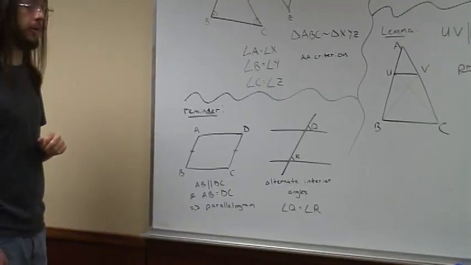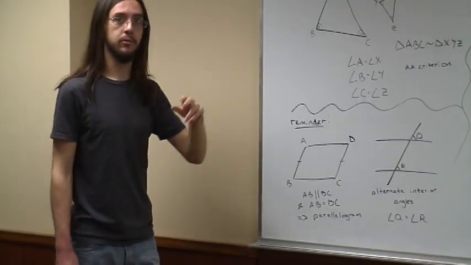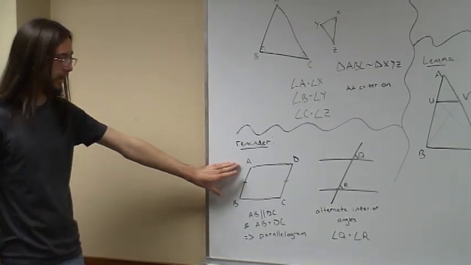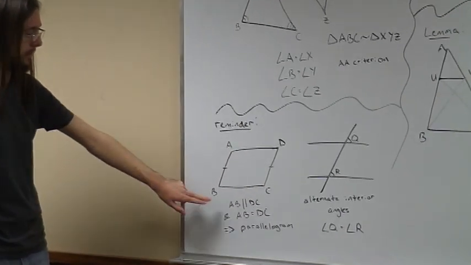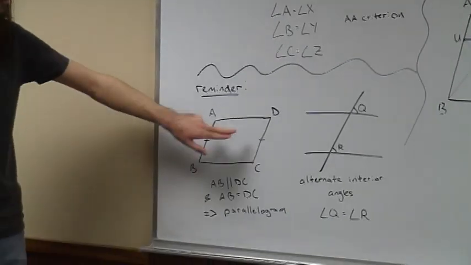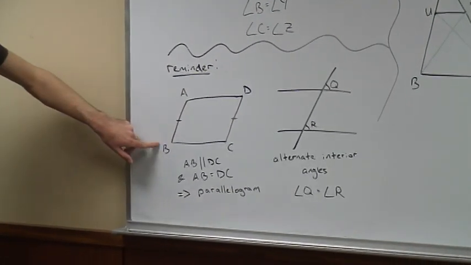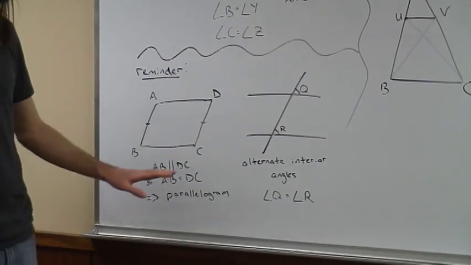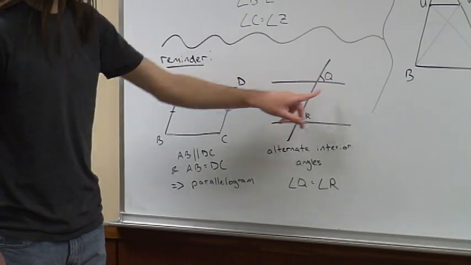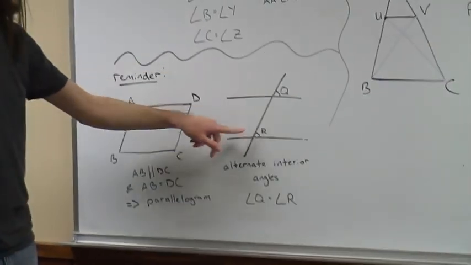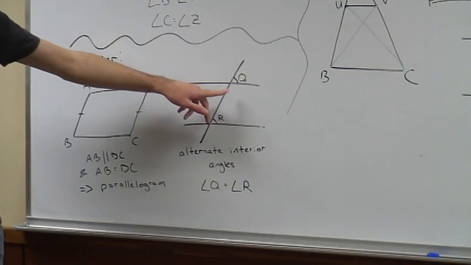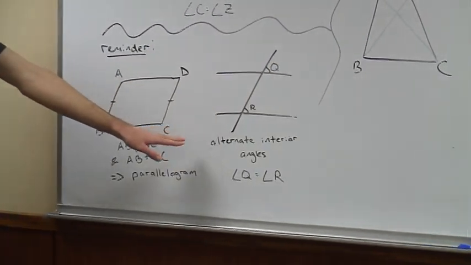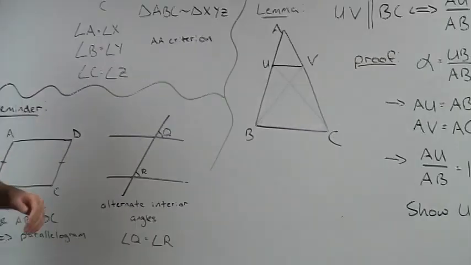A reminder of a couple other important things that we'll need to show an important theorem in a moment. If we have a parallelogram ABCD, then we have that AB is parallel to DC and AB is equal to DC in length. And one other thing is that if we have two parallel lines, these two, and another line that crosses them called the transversal, it's going to create various angles, and these angles, Q and R, are called alternate interior angles, and they're equal in measure.